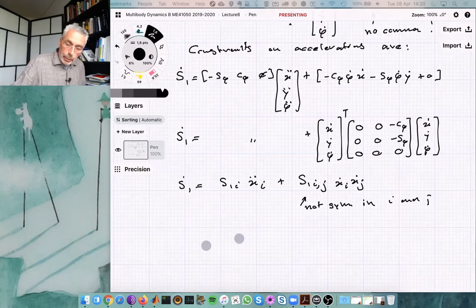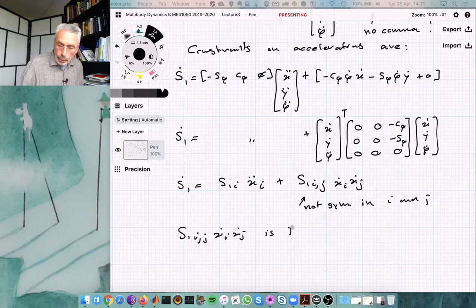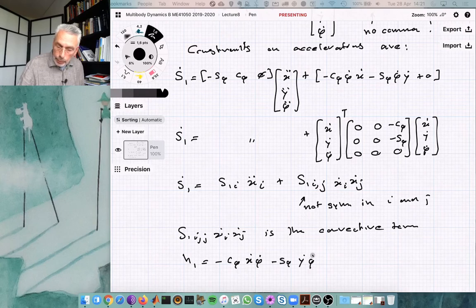Now, to complete, we usually write this term as a convective term, right? So that this s1I comma j x dot I x dot j is the convective term, and the convective term, do I call it h or g? I don't remember. Well, let's call it h1, and in this case it is like here, minus cosine phi x dot phi dot minus sine phi y dot phi dot.